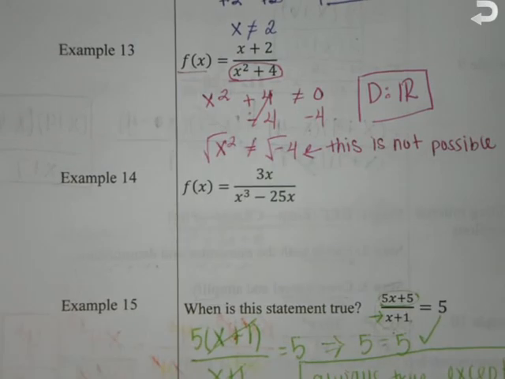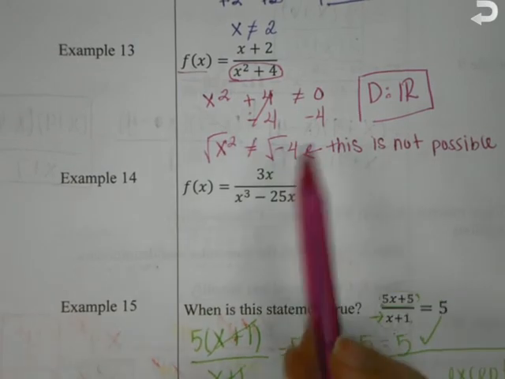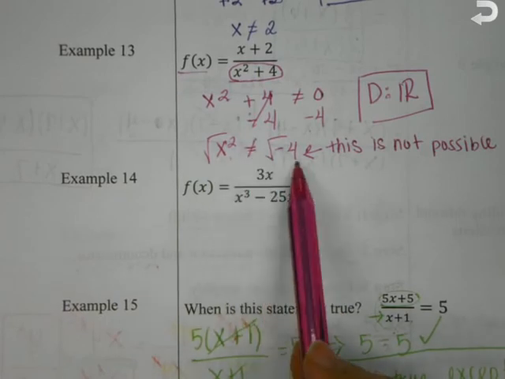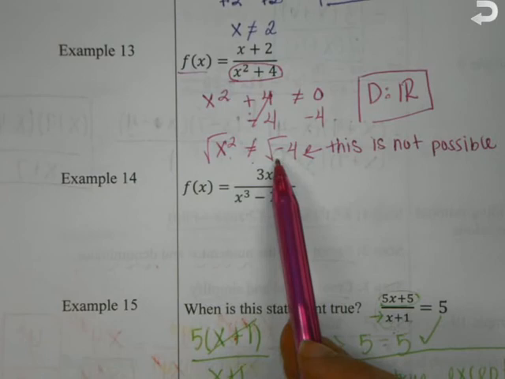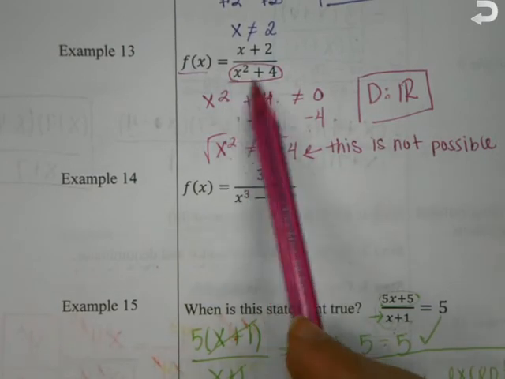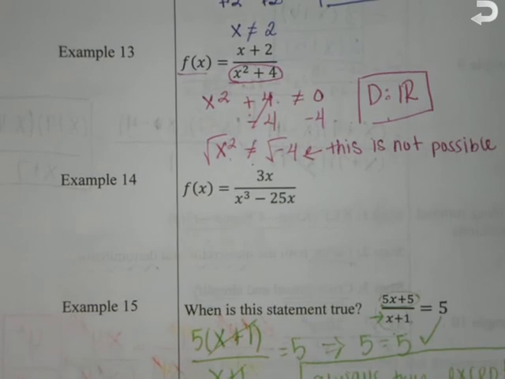This one, number 14, you would factor. Sometimes you do get more than one thing that makes the denominator 0. Okay, so it's not always going to be just one answer. But your domain will always be all real numbers except for what makes that denominator 0.